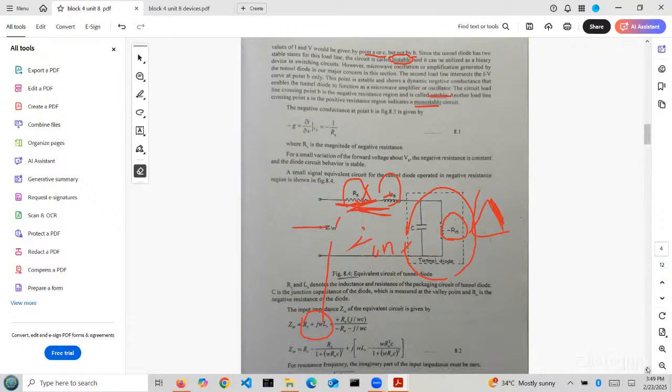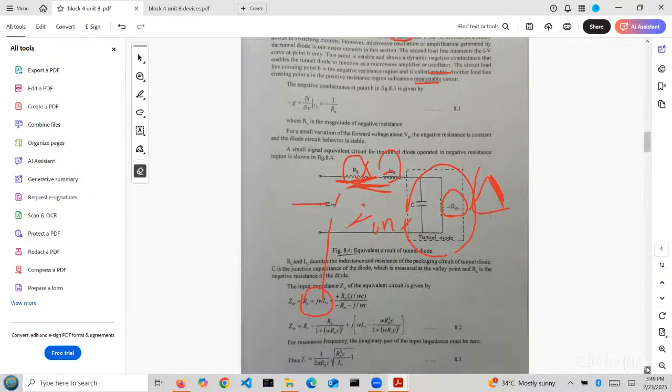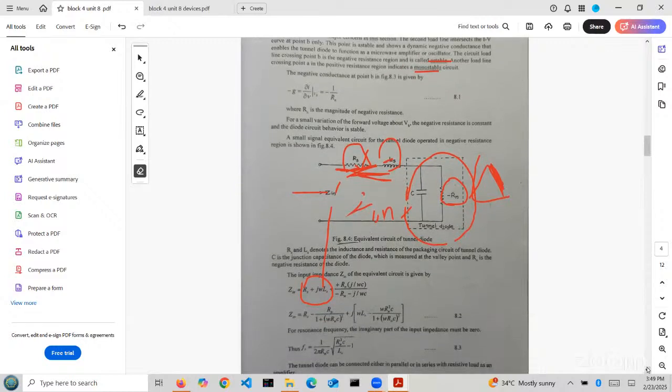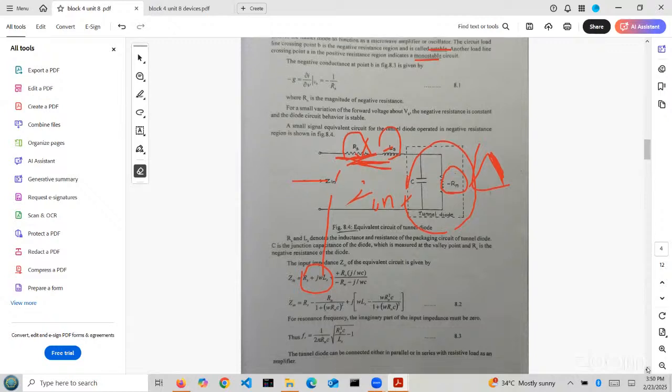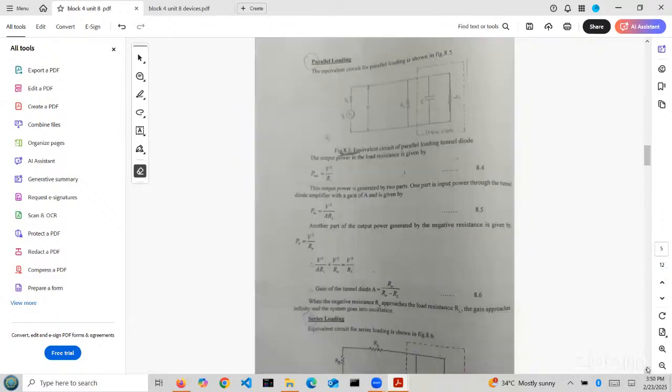What is the frequency formula? The frequency we get is 1 by 2 pi RC under root of R square C by L minus 1. The frequency is calculated. After calculating the frequency, whatever we did is which combination? We observed the general diagram. Next we will see parallel loading and series loading, which are on page number 79.